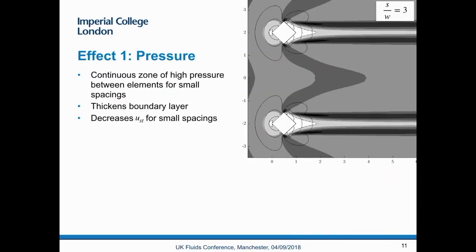So what causes these changes? I've got two main effects I want to talk about. Firstly, the pressure, again talking about the wide and narrow configurations. When they're wide, they look independent. You get a region of high pressure at the front of an element and a region of low pressure at the back. These thicken the boundary layer, which forces your vortices higher up, and so creates a higher shear.